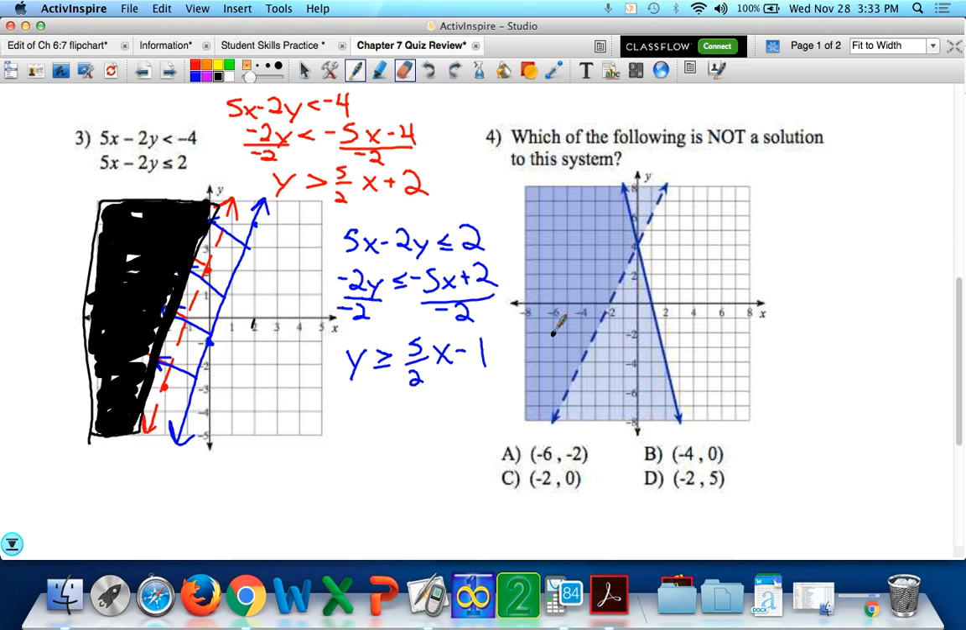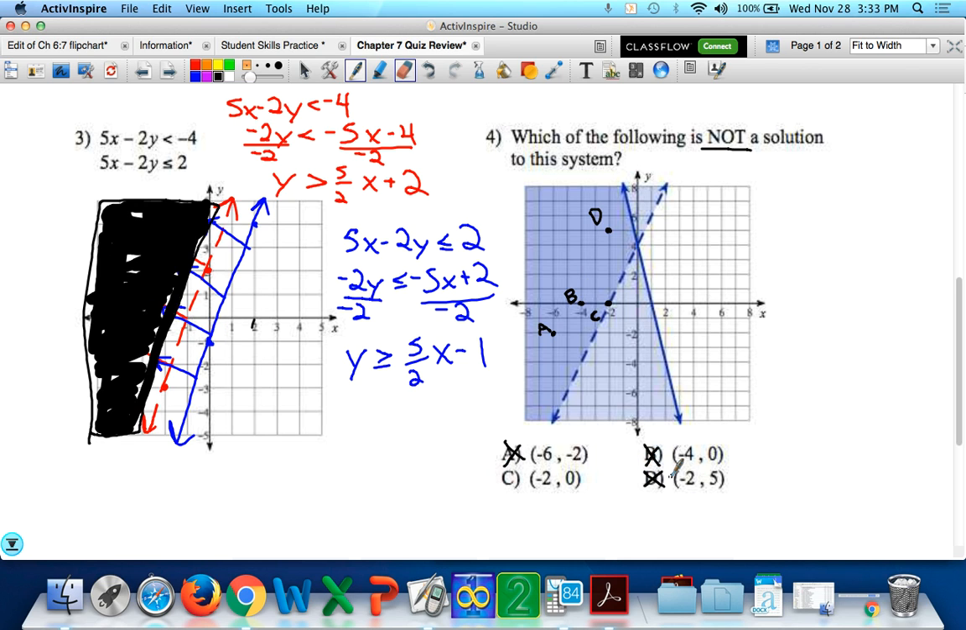6, -2. This is right here. That's point A. B is -4, 0. So we're looking for whichever point is not in the double shaded region. Okay? C would be -2, 0. So C is the first one that stands out to me as I'm like, I don't know about that one. It might be right, but I'm a little uncomfortable with it. And then -2, 5, right there. That's D. This is our double shaded region. Clearly A, B, and D are all in it.